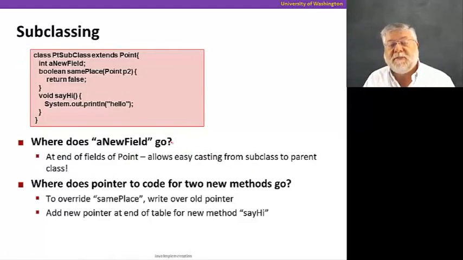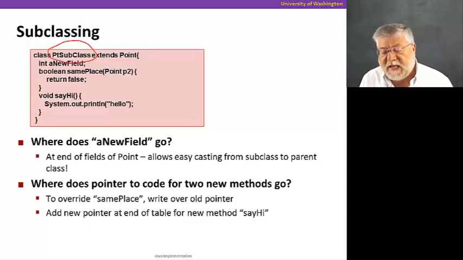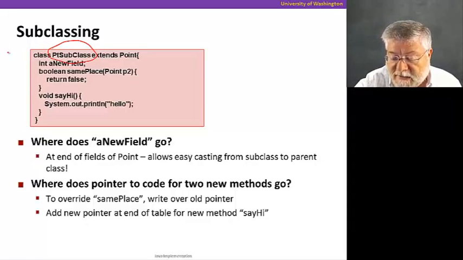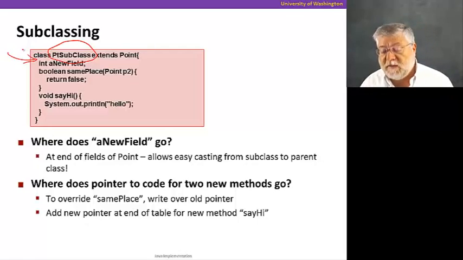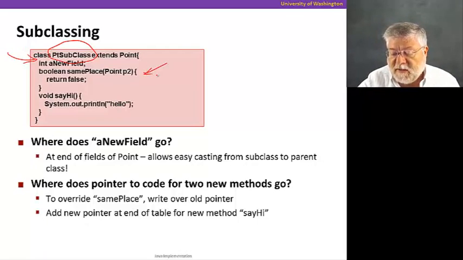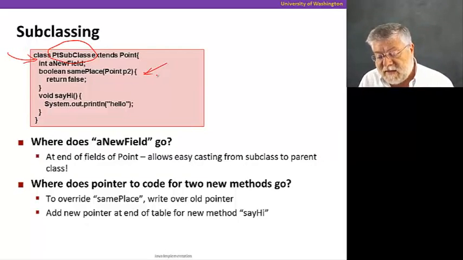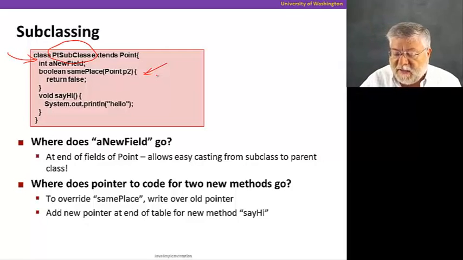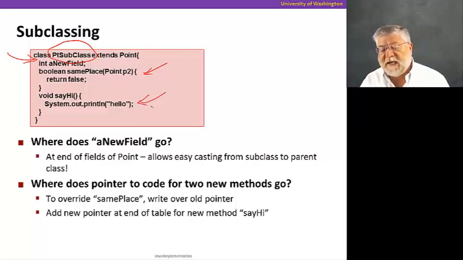How do we subclass an object? Well, here you'll notice I've created a new class called point subclass that extends point. It has a couple of different things from point. One, it has a new element called a new field. It also overrides the samePlace method that we had previously defined for points. And it has a totally new method called sayHi. So where does this new element go, this new integer, a new field? And where does the pointer to the two other methods, the code for the two other methods go? How do we find those?